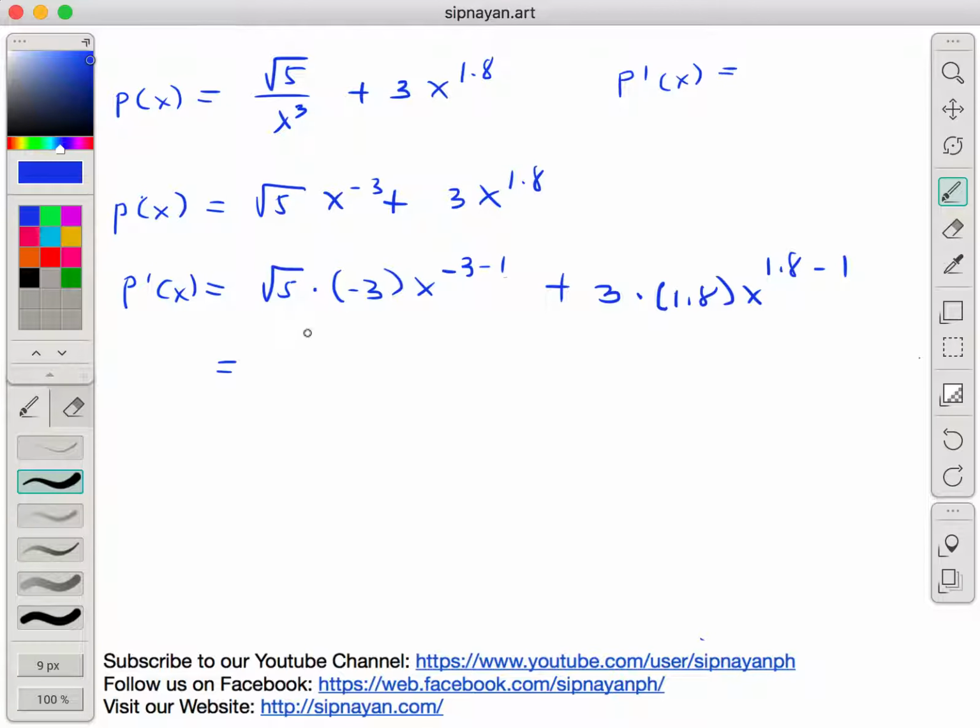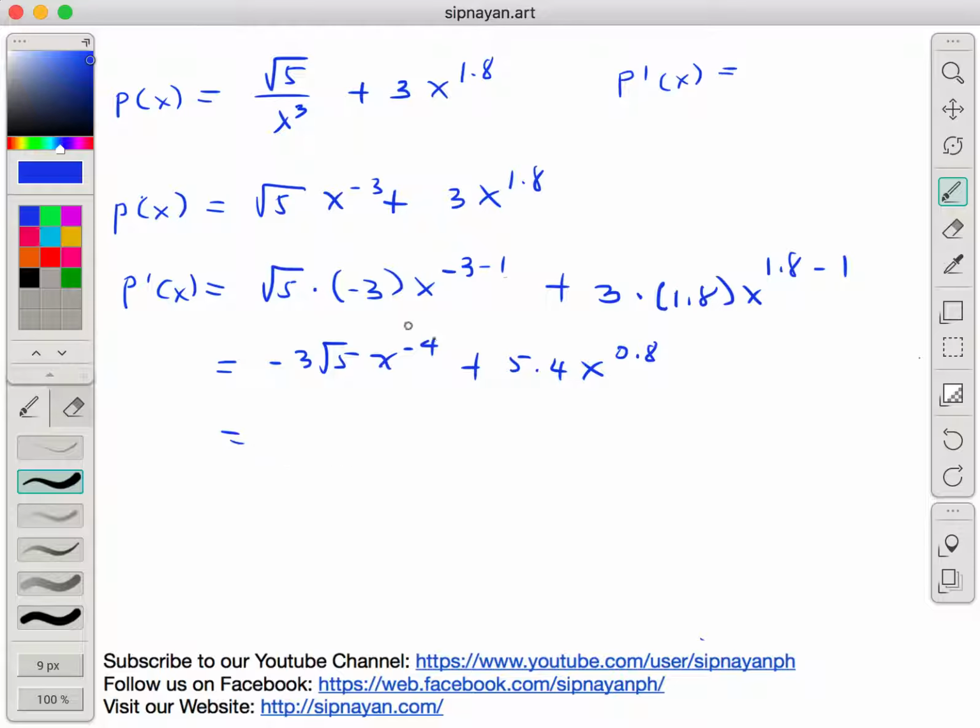So, this is equal to square root of 5 times negative 3. Pwede natin gawing negative 3 square root of 5 times x to the negative 4. Plus, what is 3 times 1.8? I think that's 5.4. X to the, what is 1.8 minus 1? 0.8. No? So, isa na lang.